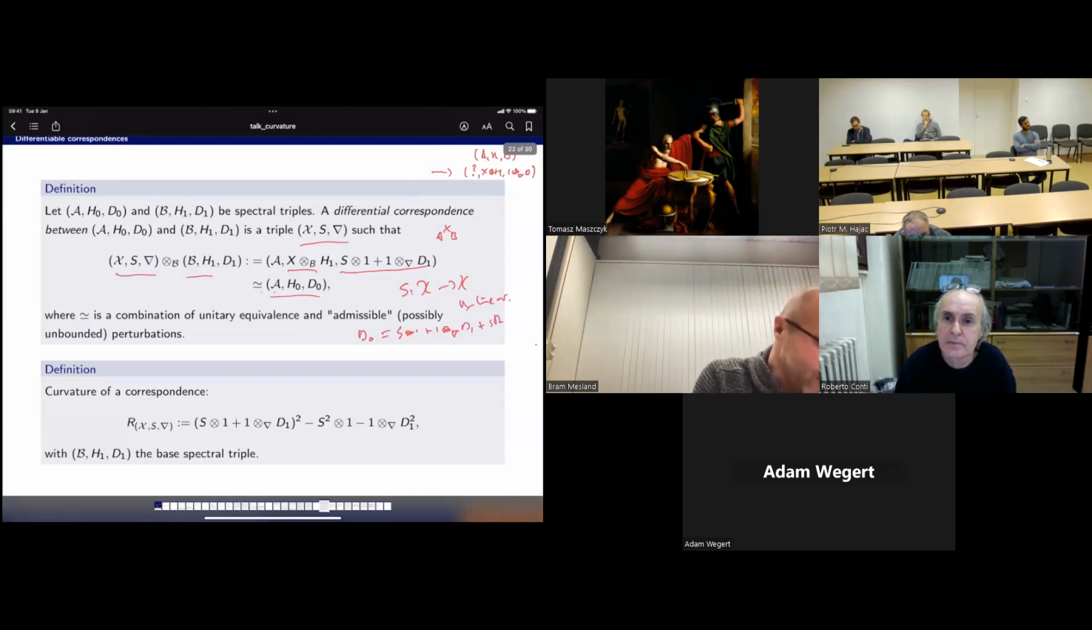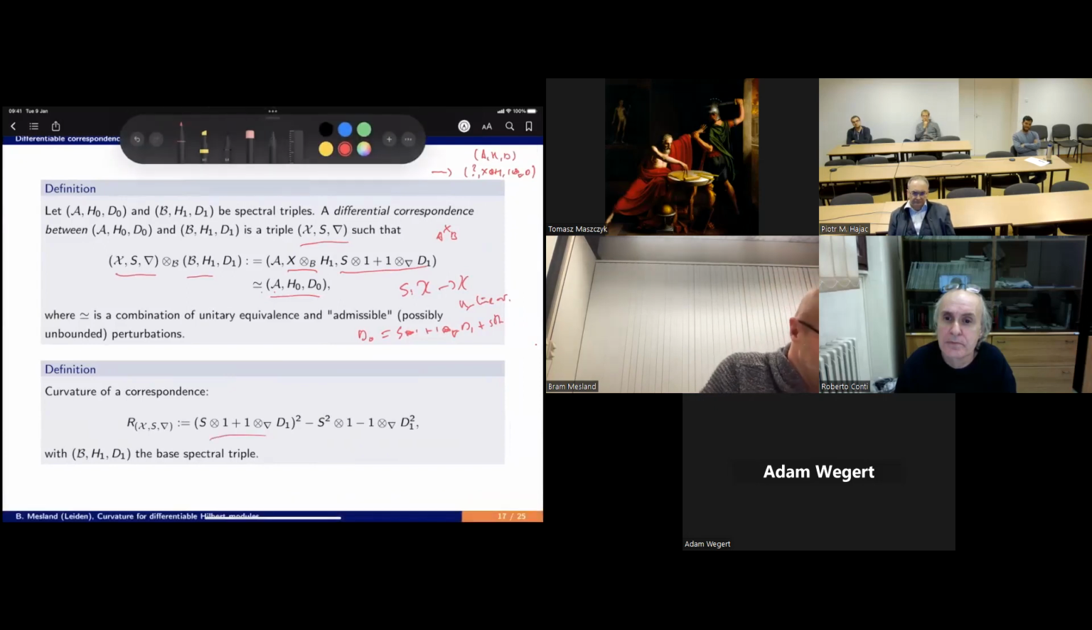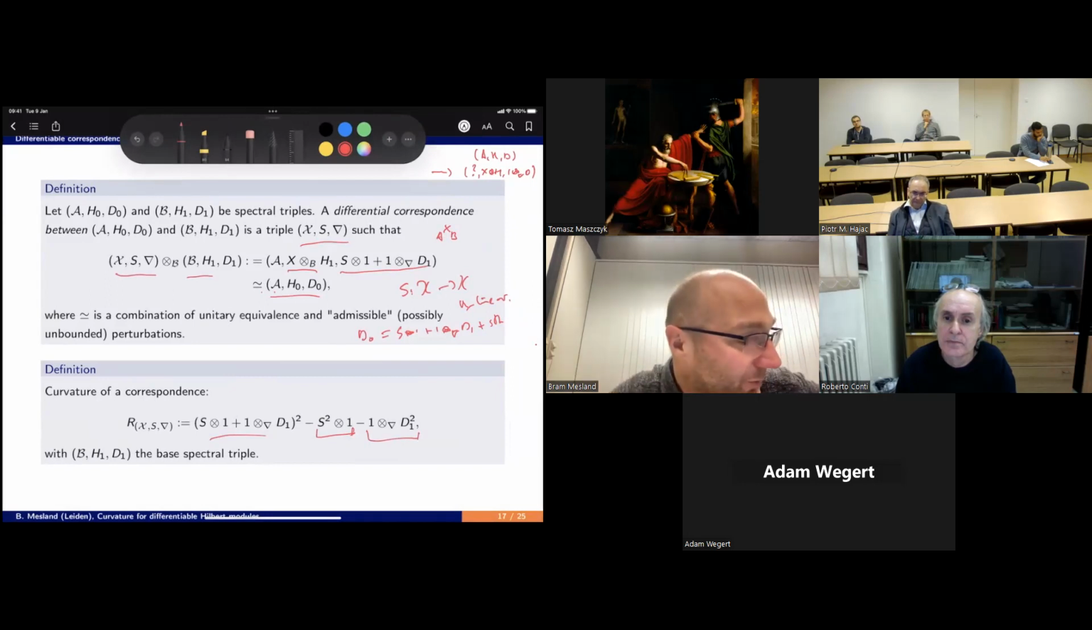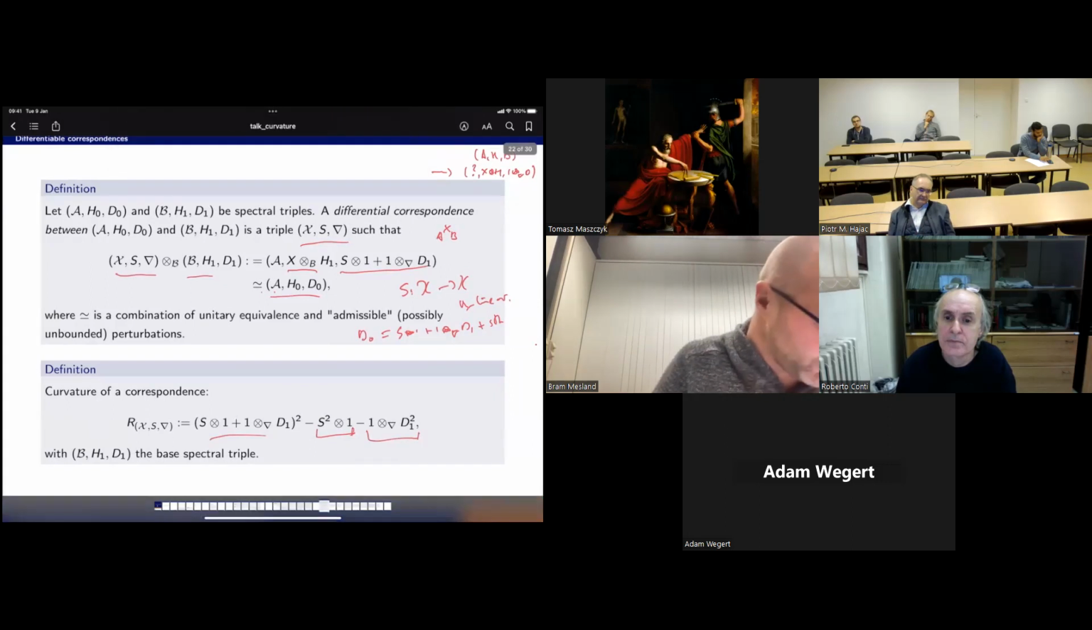And if you have this setup, you can do two things. You can square your product operator, and you can take the terms. S squared tensor 1 is again unproblematic. 1 tensor nabla D1 squared is involved, but the first part of the talk was all about explaining when you can actually do this. And then you can talk about the curvature of this correspondence, so the curvature of this object that goes between these two spectral triples. And I will give you some examples.